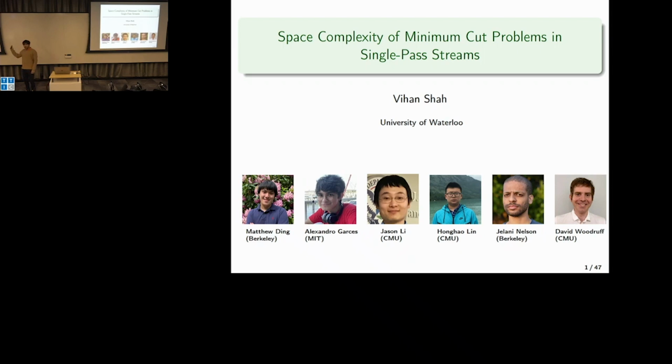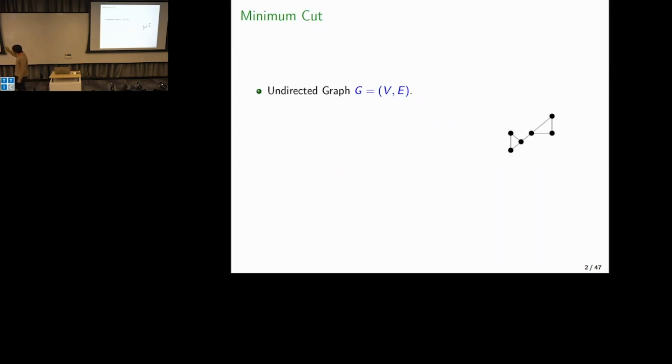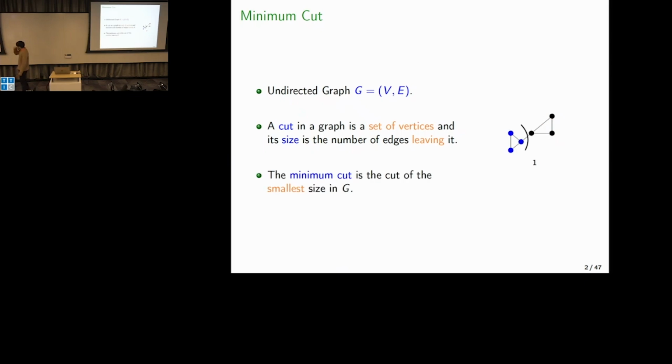So let's start with the min-cut problem. Right. So you're given an undirected graph, and a cut in a graph is just a subset of vertices, and the size of the cut is the number of edges leaving it. Right? And the minimum cut is the cut of the smallest size. And so we're interested in this problem.